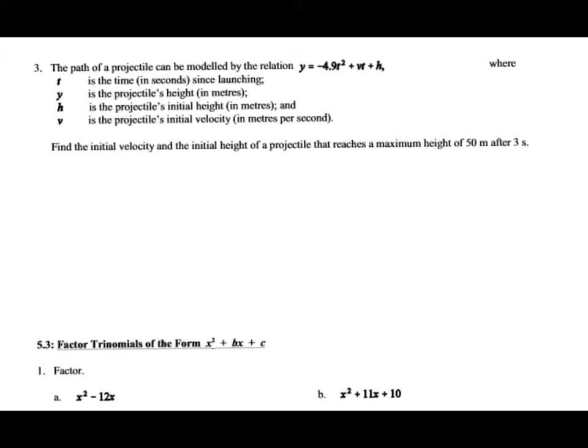Now for this next project, it's asking us to basically take something that is in vertex form, and we're going to convert it into standard form. But we first need to know what the vertex is of our equation. So let's figure out what we have to do here.